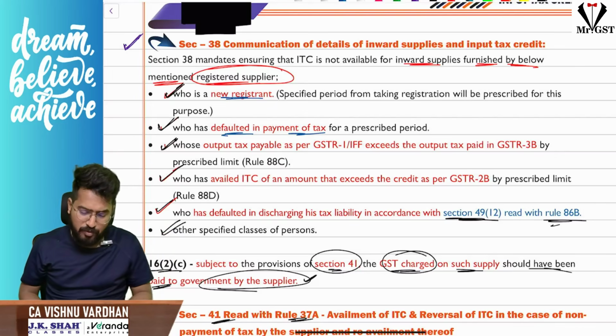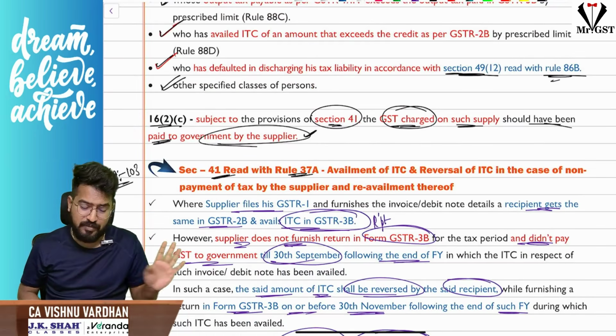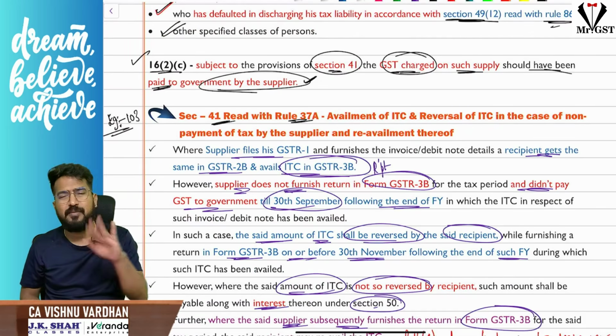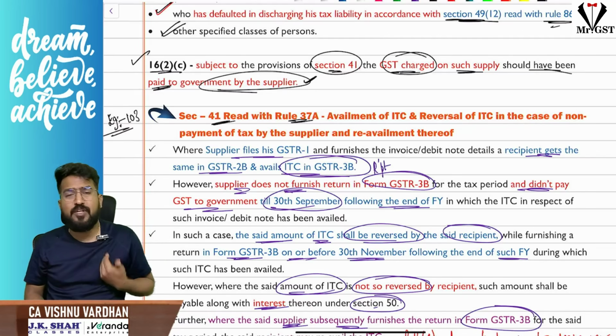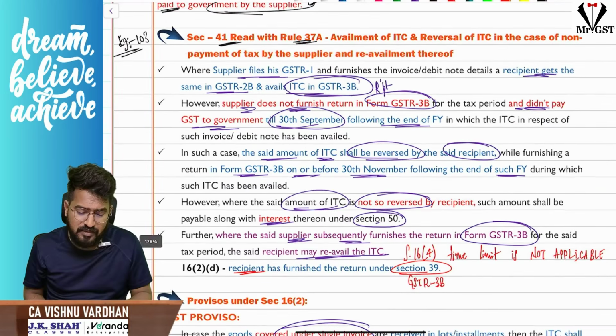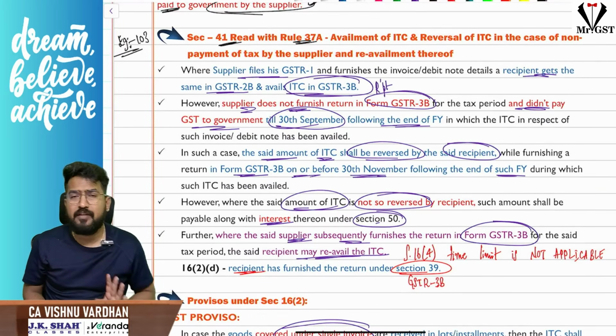Okay, fine, sir, no problem. That means what? The government can deny ITC to you even though it is reflected in 2B. Simple. Next, sir, the supplier should have discharged his tax liability. That means the supplier should have paid taxes. Then only the recipient will get ITC. Okay, with respect to this, we have section 41 read along with rule 37A. Let us see what the law is saying.